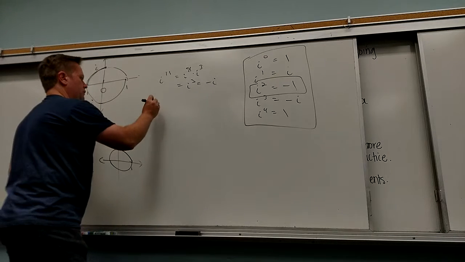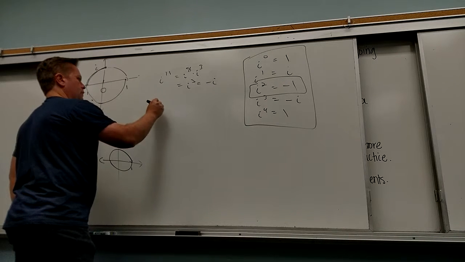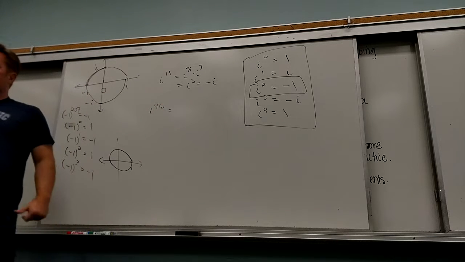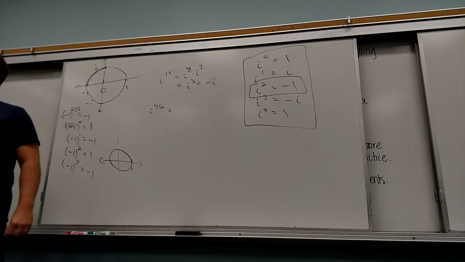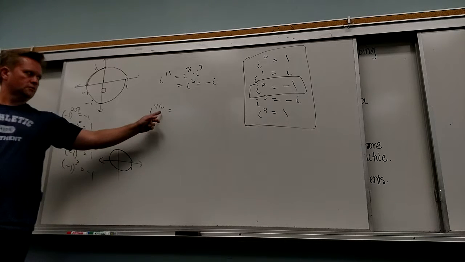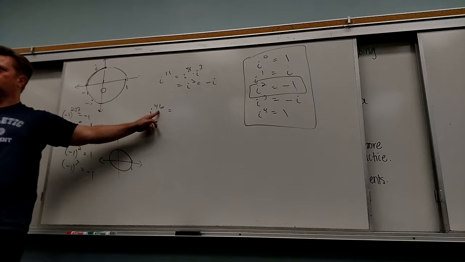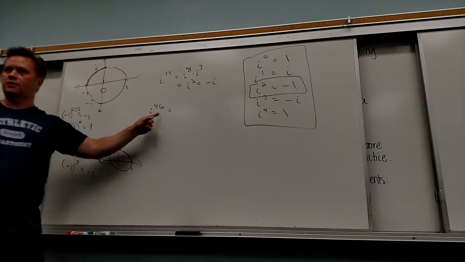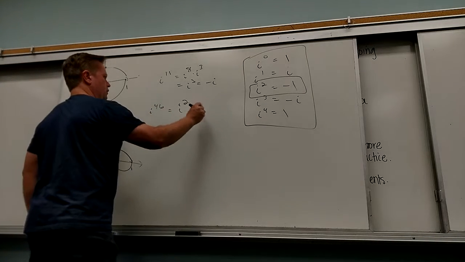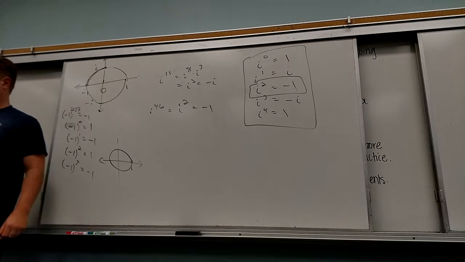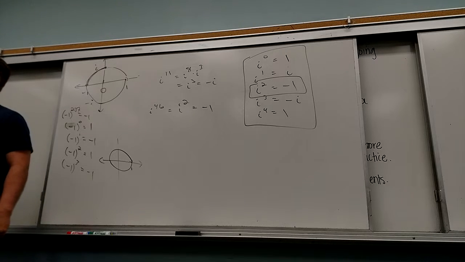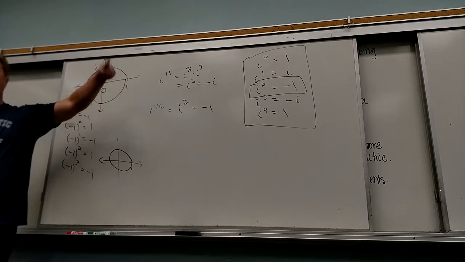So like, what's i to the 46th power? 4 goes into 46. Doesn't even matter how many times. What's the remainder? 2? Yeah, 2's the remainder. Why? What does 4 go into? 44. So how many extra i's are there? 2. And what's i squared? -1. Yes. Cool. That makes sense. So that's why we need to know that. It's the way to figure out where you are in the pattern.